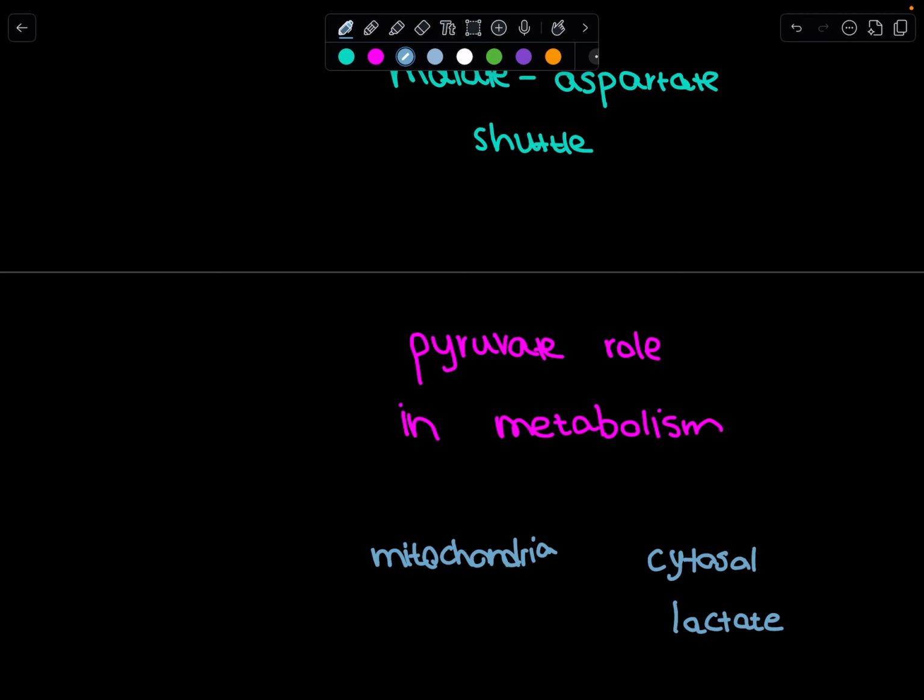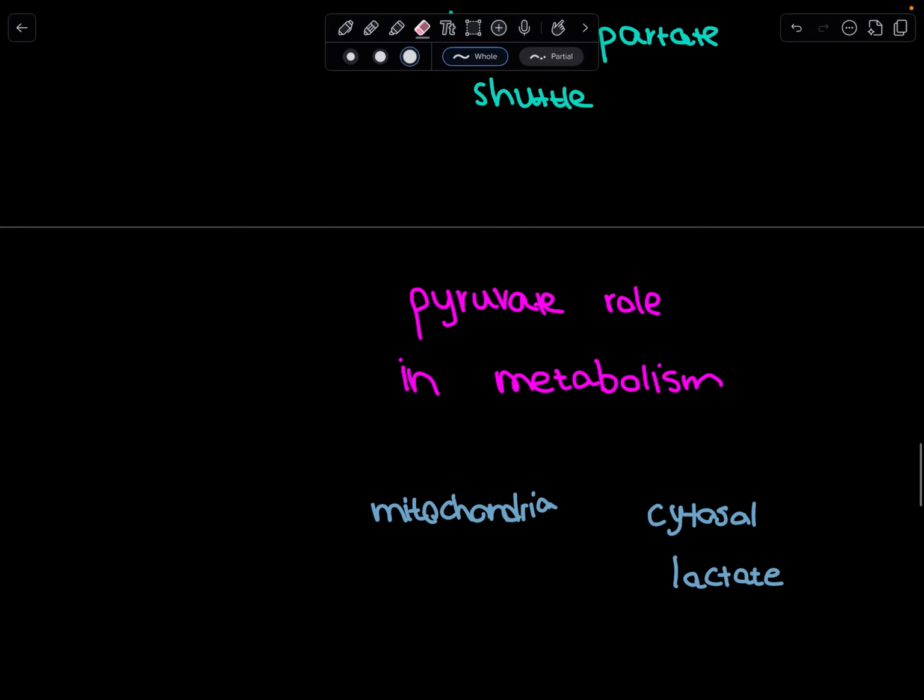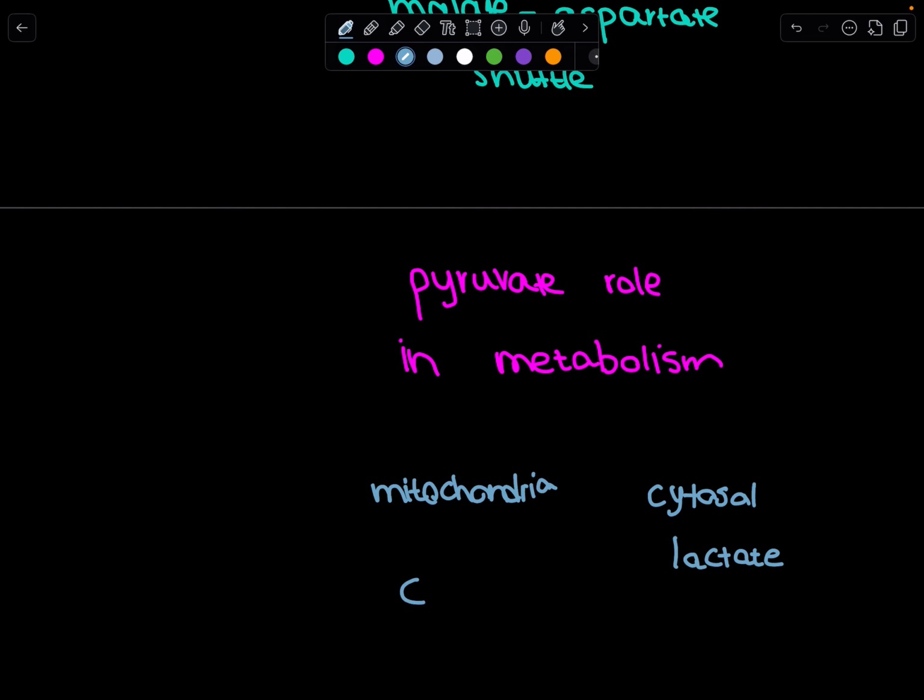Pyruvate transport and conversion to acetyl-CoA, keeping it concise. In aerobic conditions, pyruvate crosses the mitochondrial inner membrane via a specific carrier, the mitochondrial pyruvate carrier, MPC, a protein that moves pyruvate from the cytosol into the matrix. Once inside, the pyruvate dehydrogenase complex, PDC, a multi-enzyme complex, catalyzes pyruvate's oxidative decarboxylation.